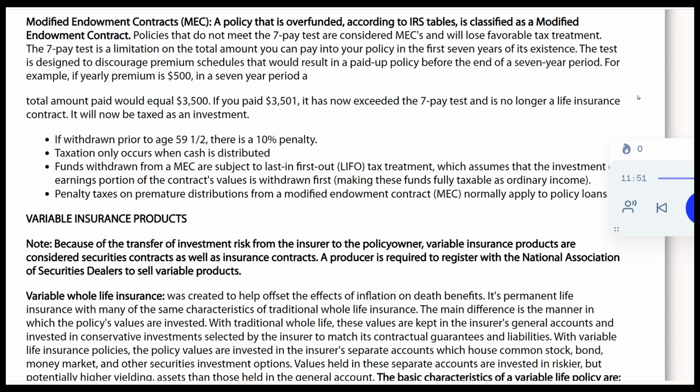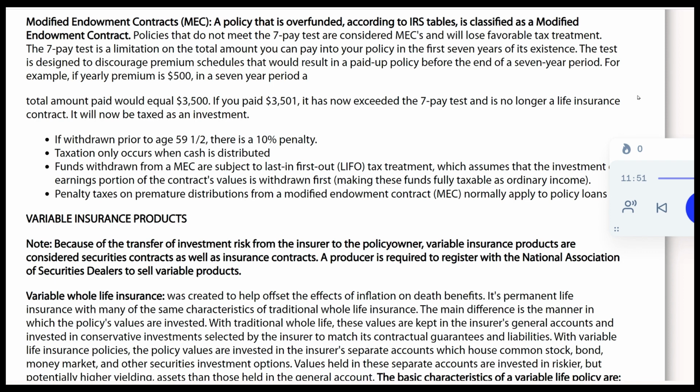Note: because of the transfer of investment risk from the insurer to the policy owner, variable insurance products are considered securities contracts as well as insurance contracts. A producer is required to register with the National Association of Securities Dealers to sell variable products. Variable whole life insurance was created to help offset the effects of inflation on death benefits. It's permanent life insurance with many of the same characteristics of traditional whole life insurance. The main difference is the manner in which the policy's values are invested.